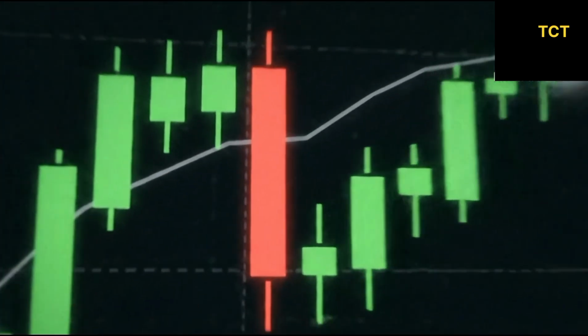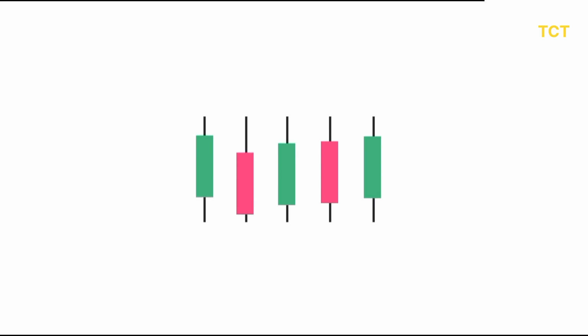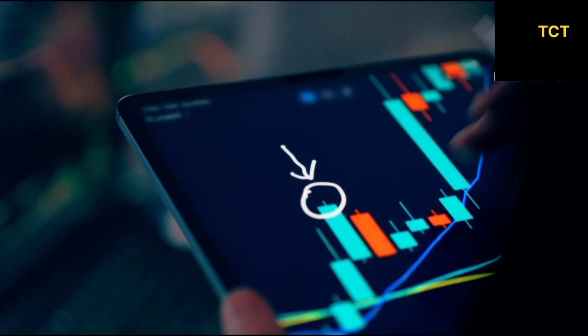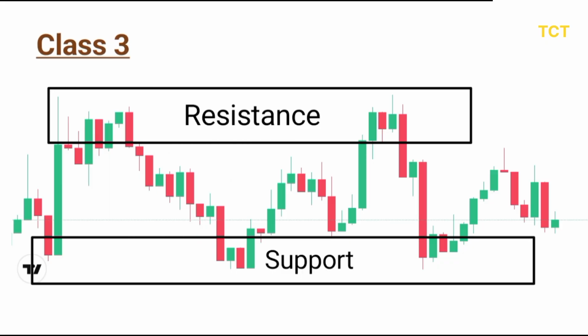In our previous lesson, we learned how to read candlestick charts. Today, we will learn one of the most important concepts in technical analysis, support and resistance. If you understand these two concepts, you will start seeing the market in a completely different way.